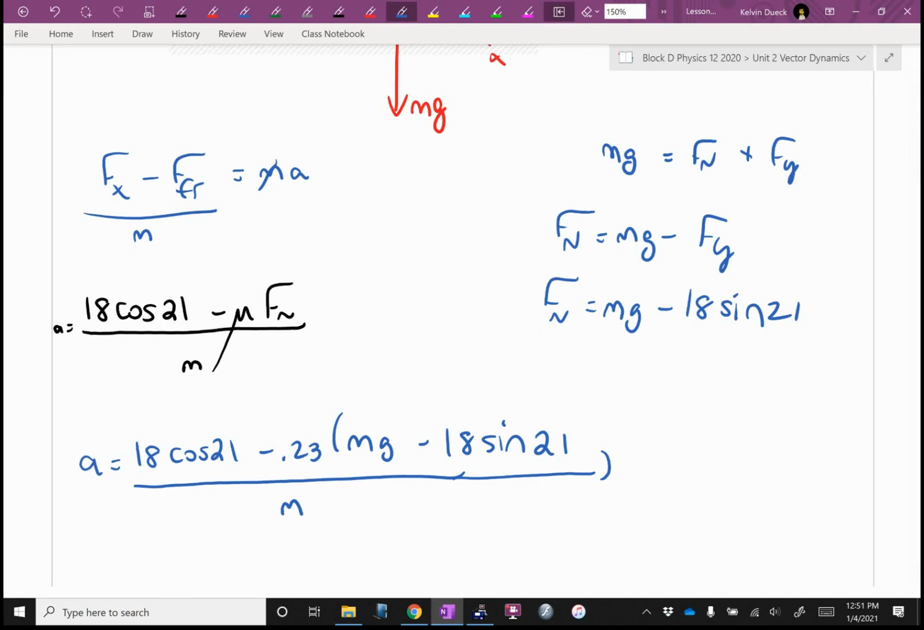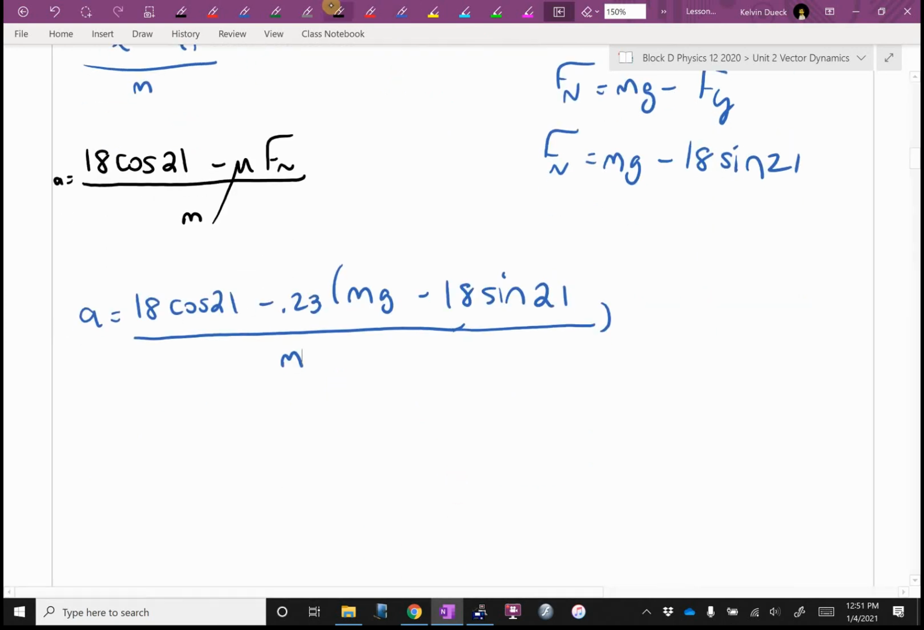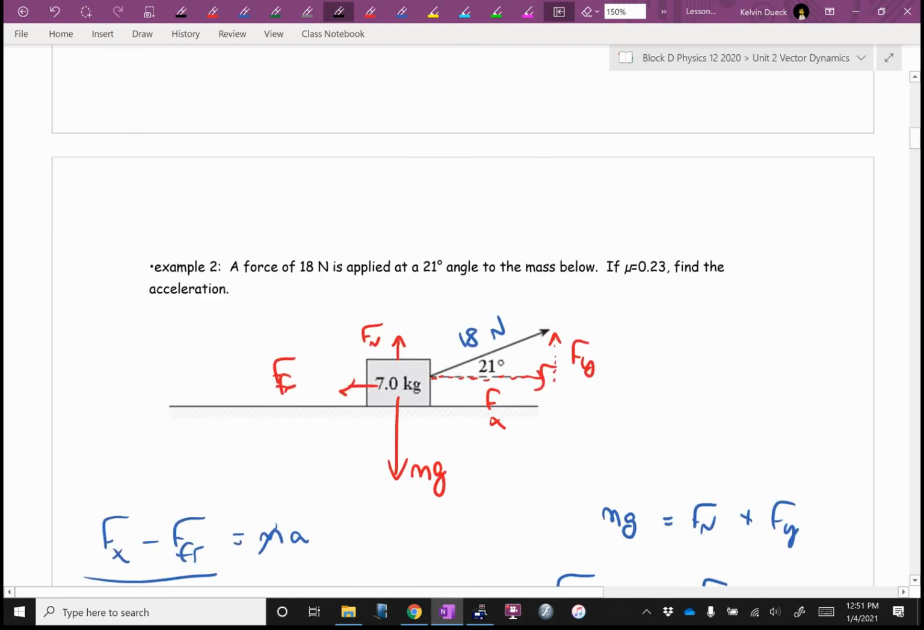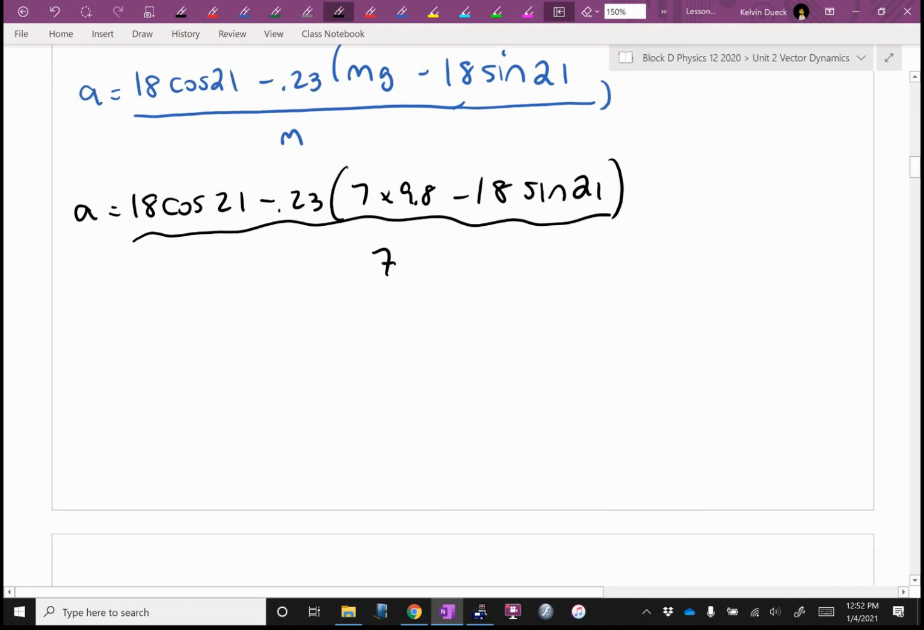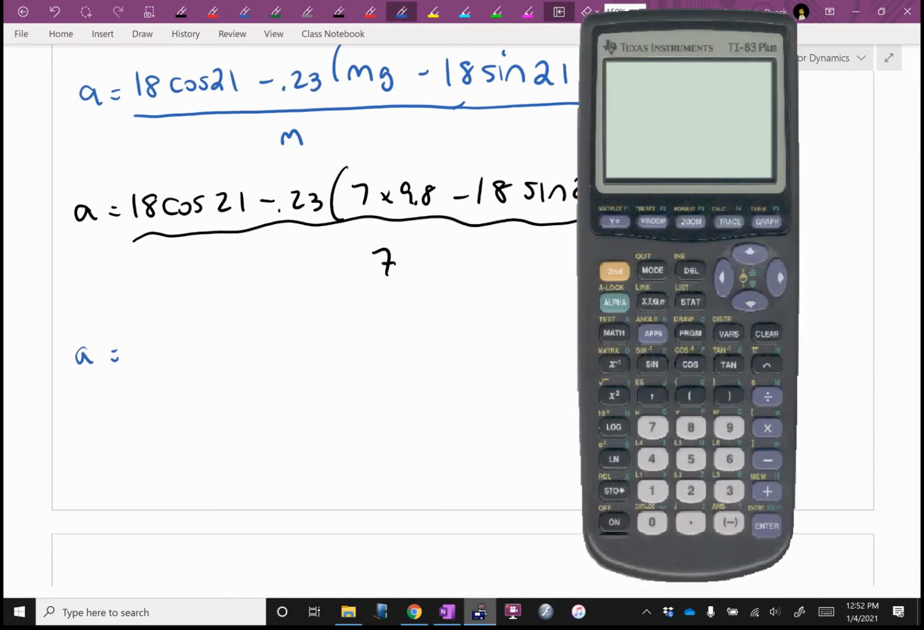Is that okay? All right, let's plug in our final set of numbers, and then we can crunch it. A is going to be 18 cos 21 minus 0.23 bracket. What was m? 7 times 9.8 minus 18 sine 21 all over 7. Sheesh. This is a fraction. Yep. More than one thing on the top. Oh, yeah. So definitely brackets around the top. Don't need brackets around the bottom.